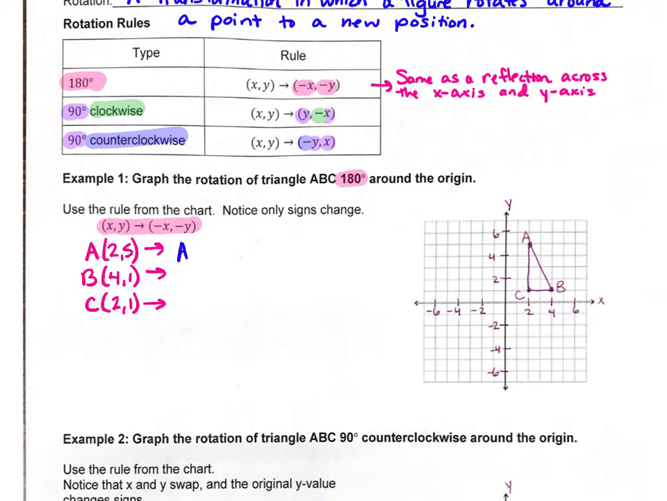So notice that A prime is the result of changing the sign for x and the sign for y. So I go from positive 2 to negative 2, positive 5 to negative 5. To get B prime, I'm going to change positive 4 to negative 4, positive 1 to negative 1. And for C prime, I'm going to change positive 2 to negative 2, positive 1 to negative 1. And so I've got the ordered pairs. Now I need to actually graph them. A prime is negative 2, negative 5. B prime is negative 4, negative 1. And C prime is negative 2, negative 1.